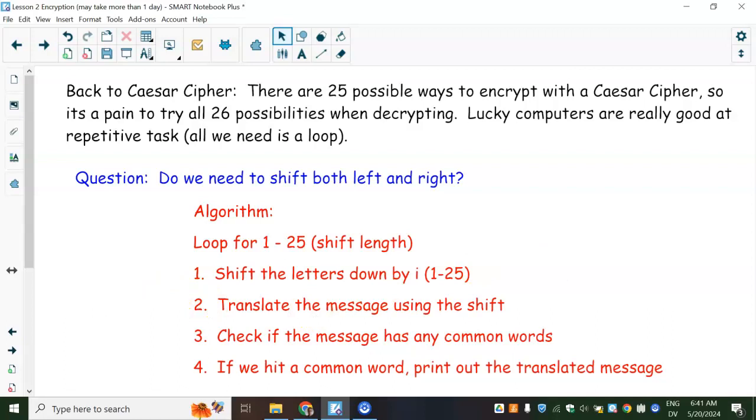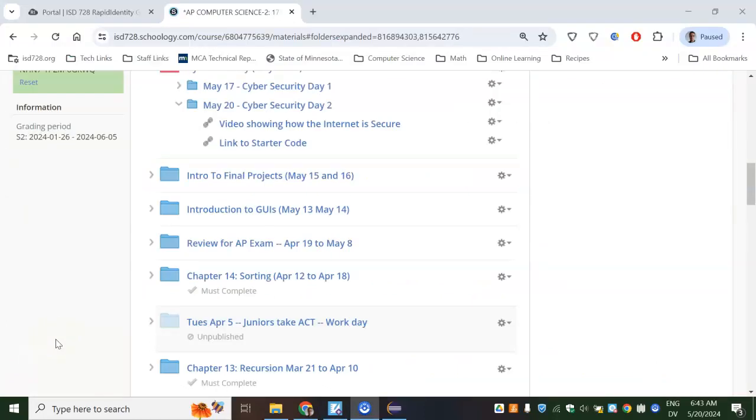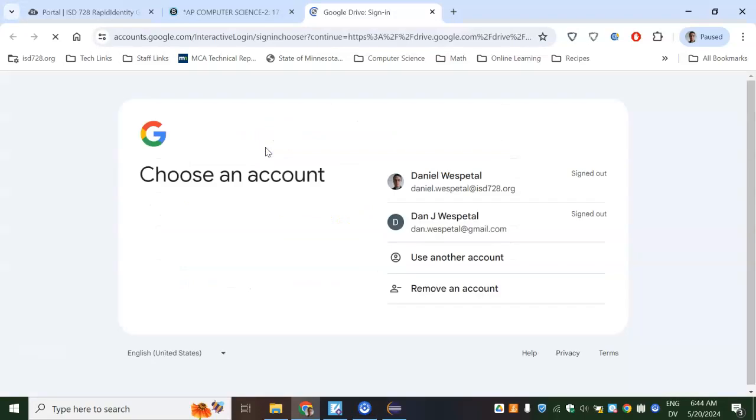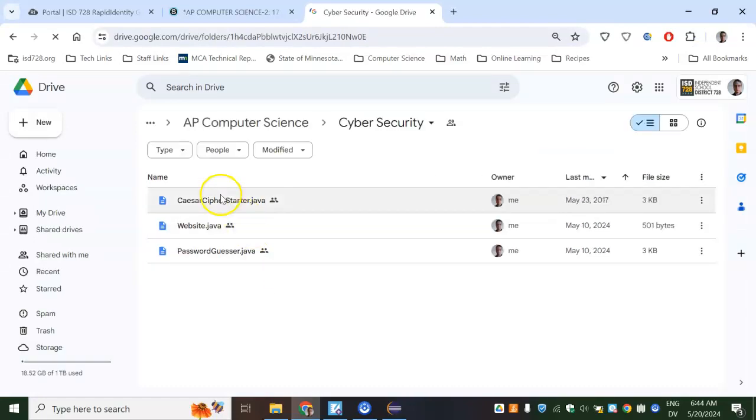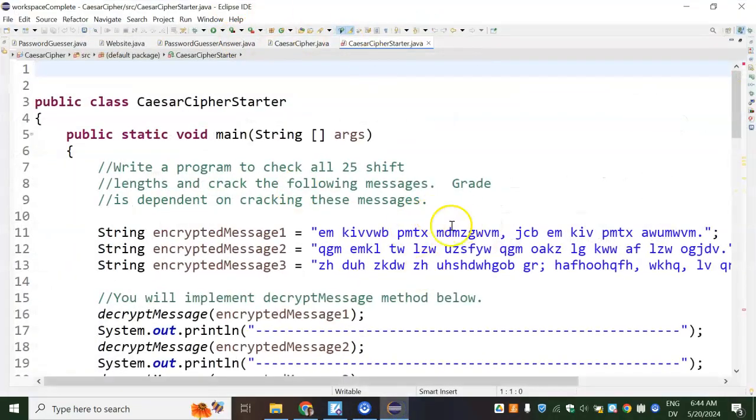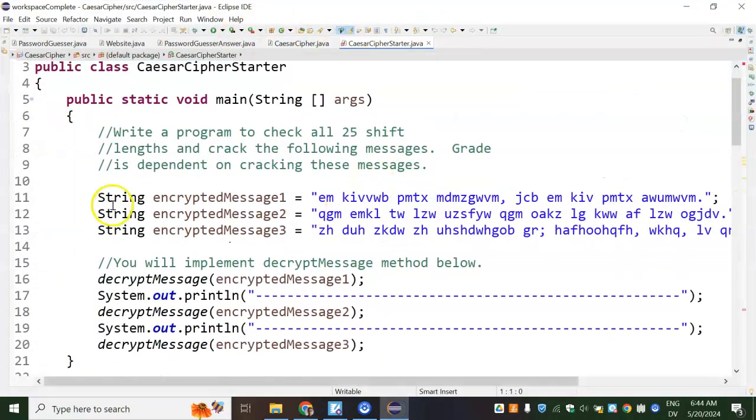All right. Okay, so we're going to write this program that'll do the Caesar cipher, testing all the possible shifts. So if you go here and get this link to the starter code, you want to find the one that is the Caesar cipher starter. Just grab that one right there and load it into your Eclipse. Okay, and it should look like this. You can see you've got some different encrypted messages here.